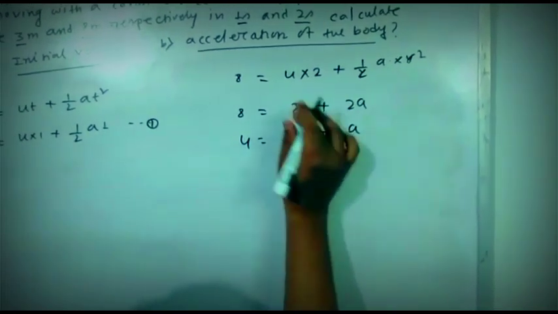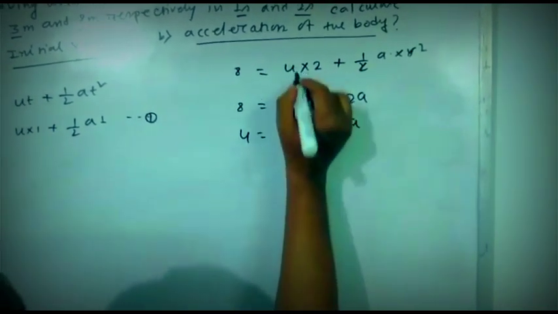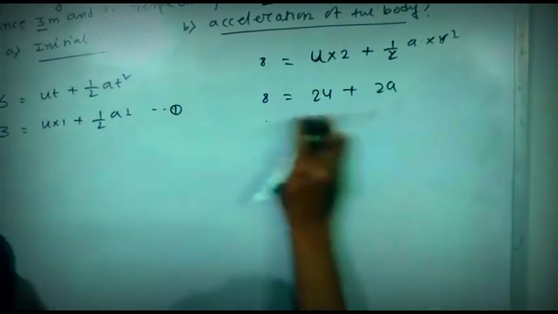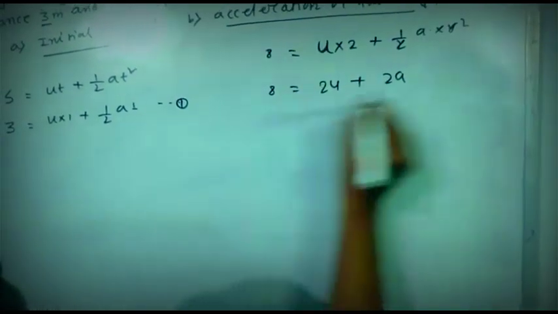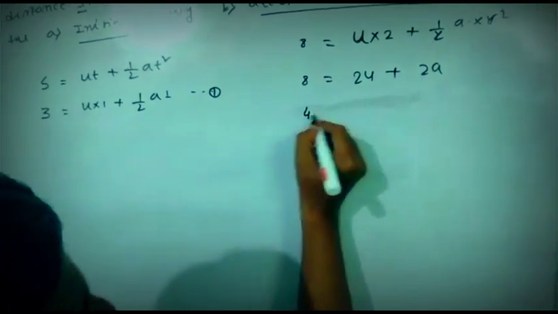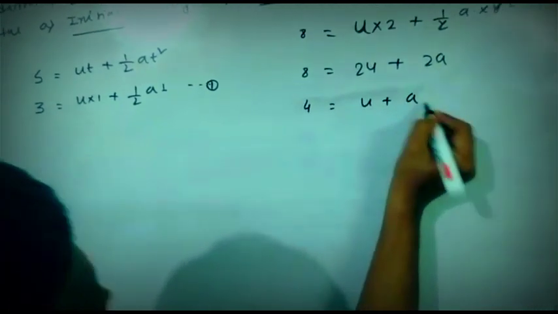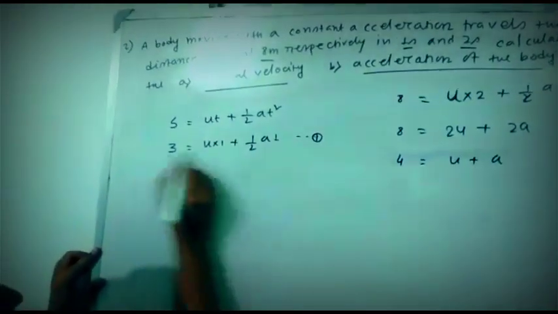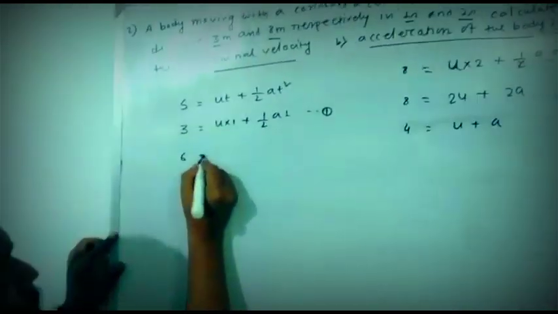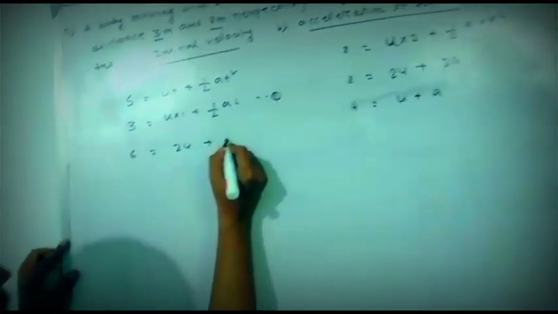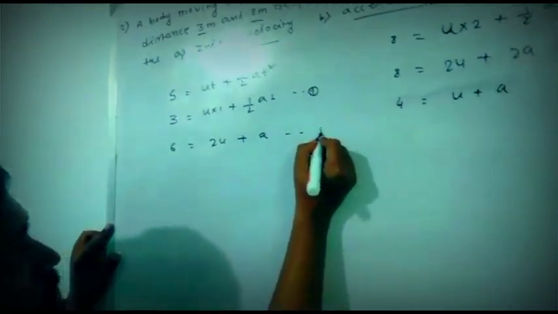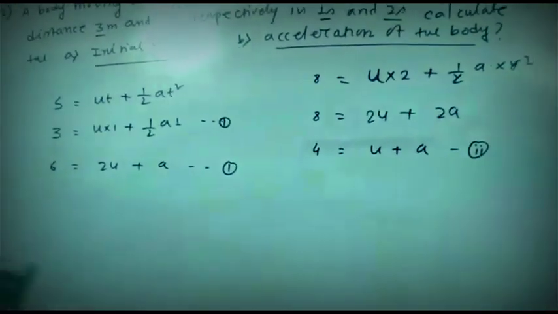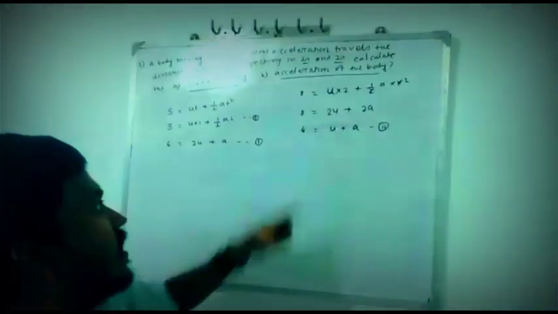Sorry, that is 2U. 8 equals 2U plus 2A. You can divide both sides by 2, then 4 equals U plus A. And in the first equation also, you can multiply by 2, then 6 equals 2U plus A. So this is equation number 1 and this is equation number 2. And by solving the two equations we can get the results.